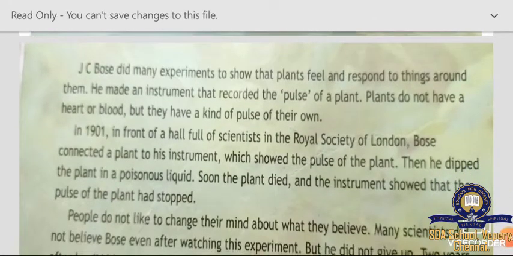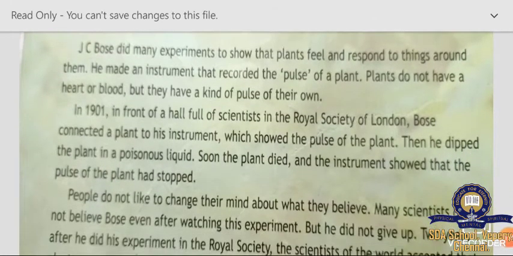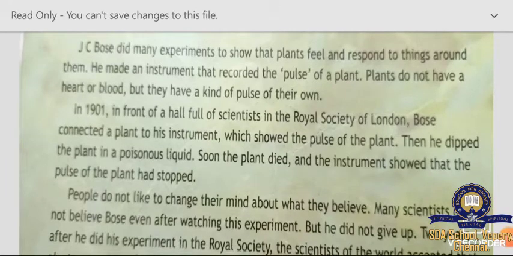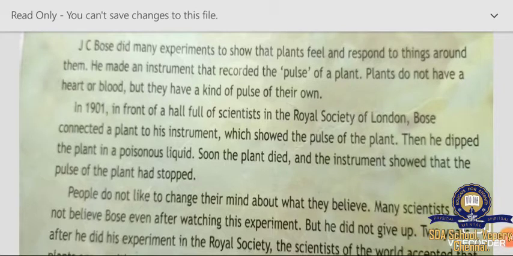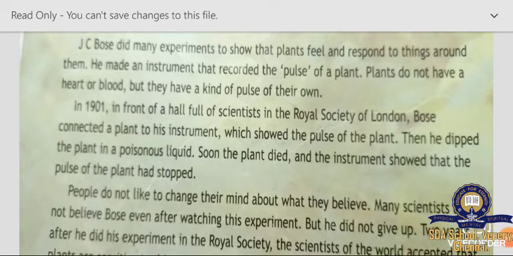J.C. Bose did many experiments to show that plants feel and respond to things around them. He made an instrument that recorded the pulse of a plant. Plants do not have heart or blood, but they have a kind of pulse of their own.